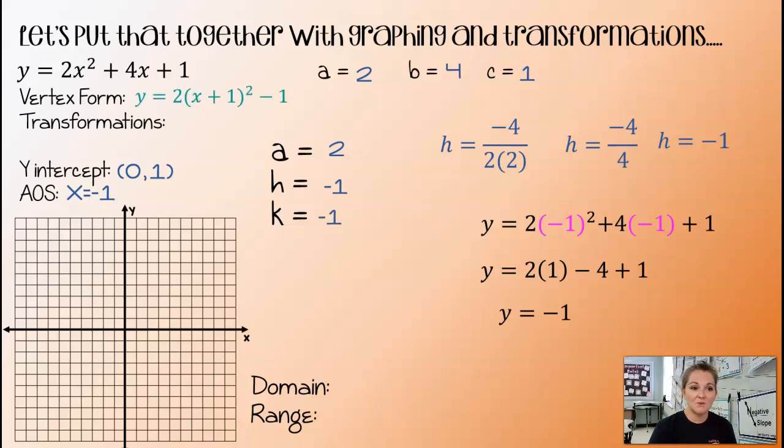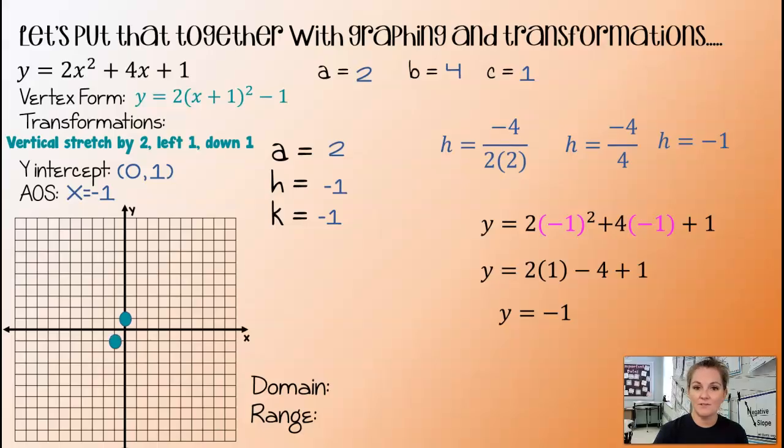Putting that into vertex form, I have y equals 2 and then x plus 1, because it's the opposite of h. Keep your k. Based on that, I know my transformations. I know that I have a vertical stretch because my a is greater than 1. I'm going left 1 because I have a plus inside, and I'm going down 1 because I have a minus 1 outside. So now let's graph what I know.